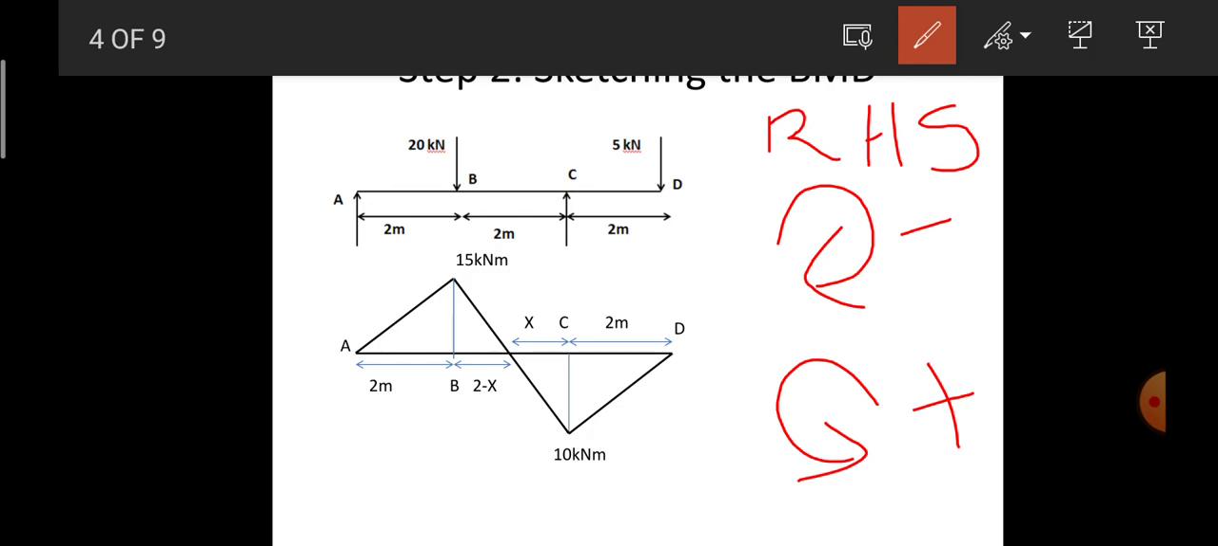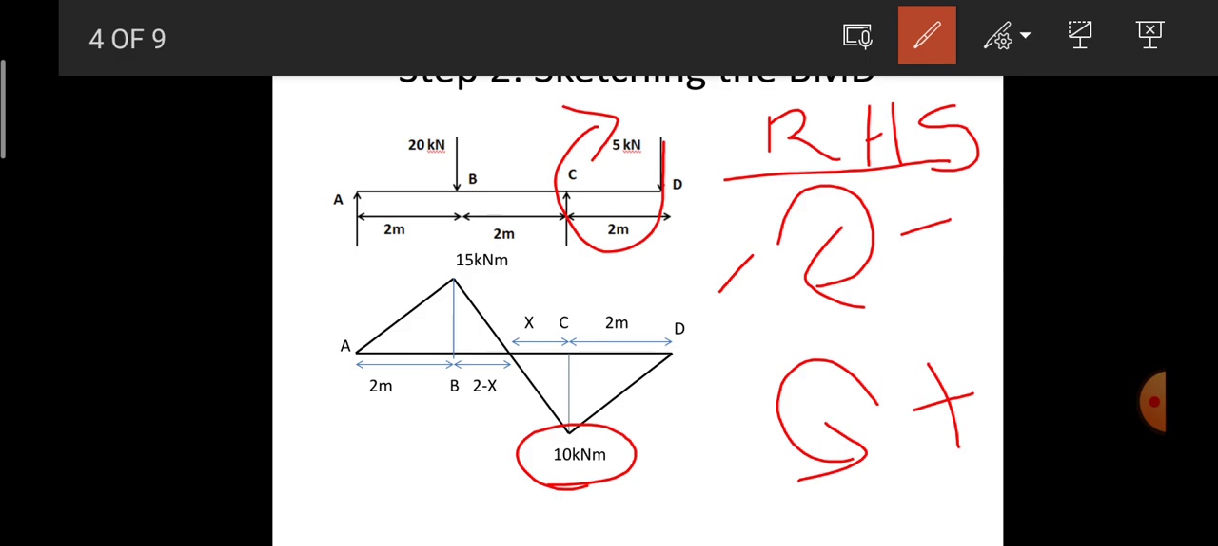With this sign convention, if I proceed starting from point D, the next point will be point C. So 5 into 2 will be 10 kilonewton meter. It is in the clockwise direction, so on the right-hand side clockwise is negative. It is in the downward direction.